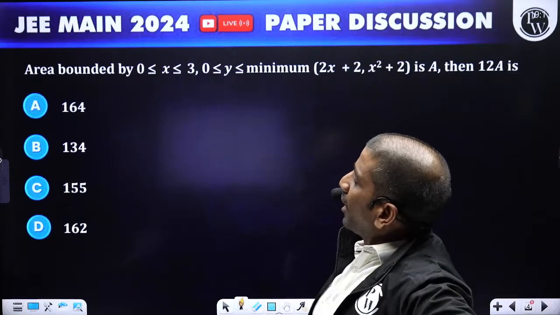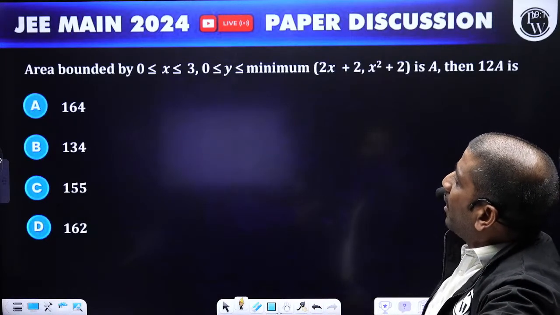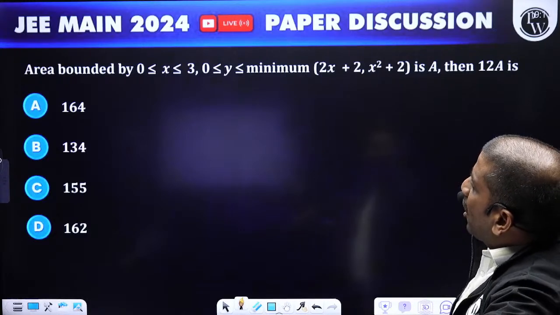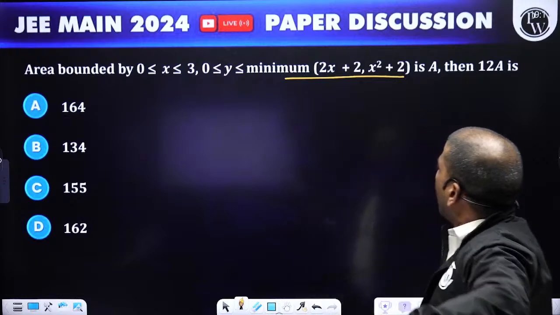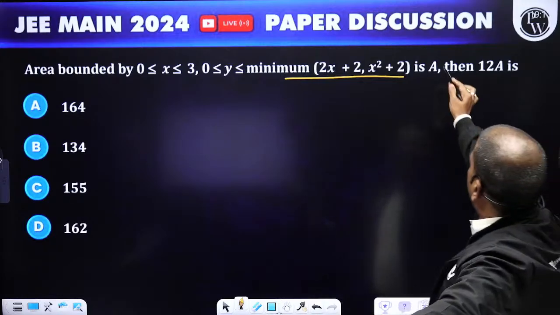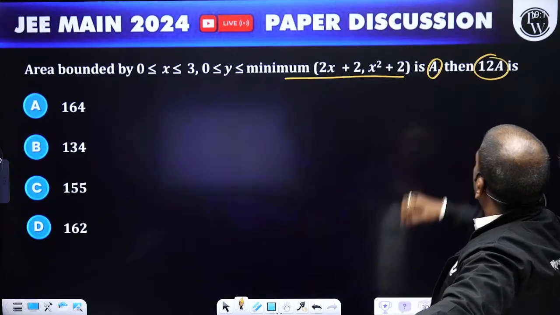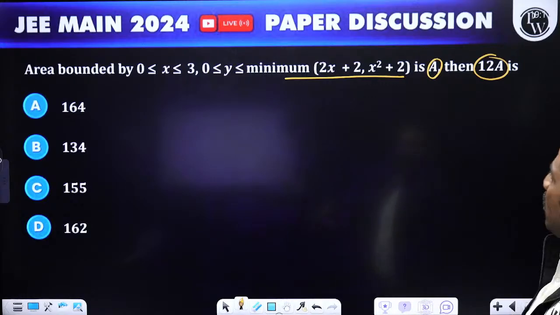So coming to the second question: area bounded by 0 less than or equal to x less than or equal to 3 and 0 less than or equal to y less than or equal to minimum of 2x plus 2 and x square plus 2 is A. So then what we need? 12A. So 12A. So what is the area?